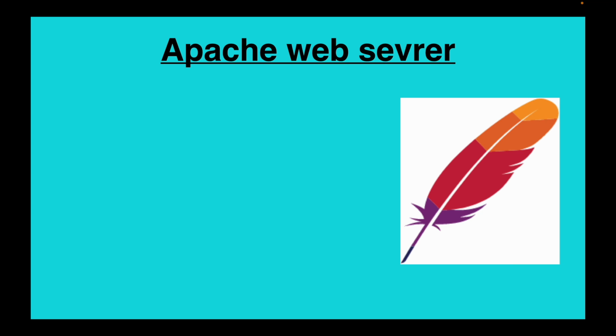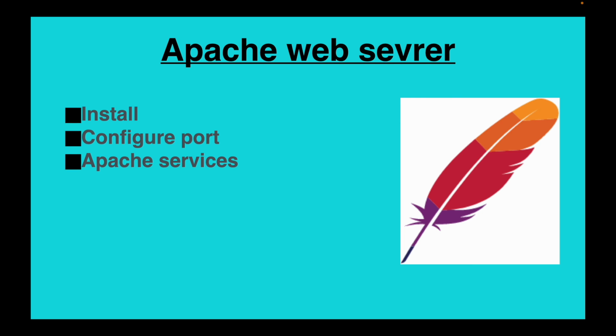To conclude, in this video, we saw how to install an Apache web server on an Amazon EC2 machine. We also saw how to configure our manual port for HTTP service. We ran various Apache services like start, stop, restart, etc. And at last, we saw how to remove Apache package from EC2 machine.